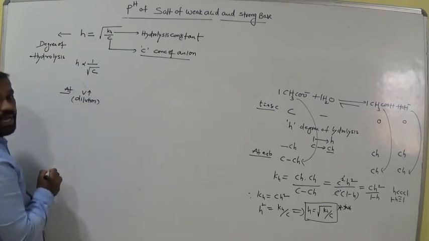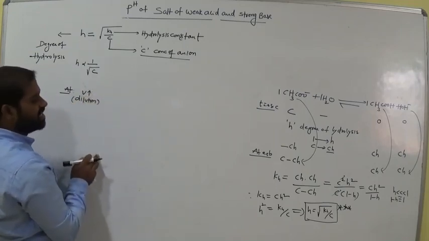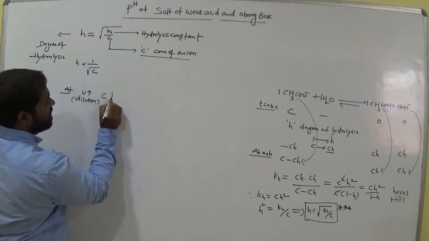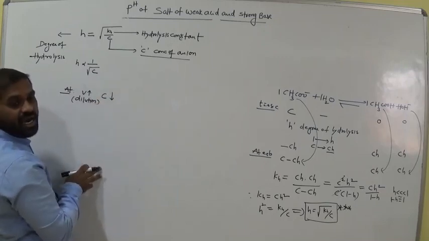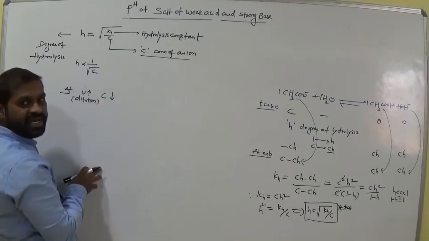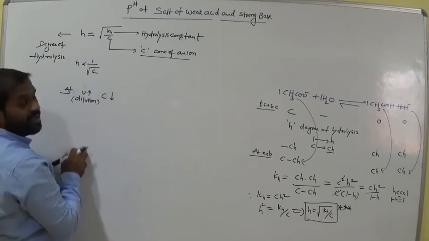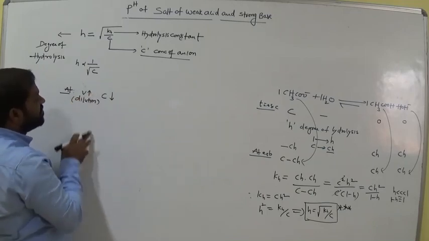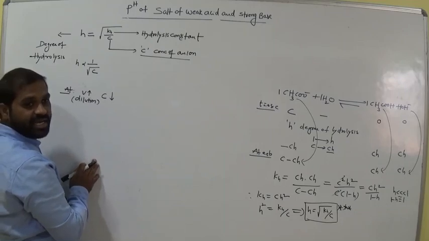When we go for more dilution, the volume increases. Then what happens? The concentration decreases, according to Ostwald dilution. We already discussed that. Okay, clear, all of you? So when we increase the volume, the concentration decreases. Am I right? Clearly.